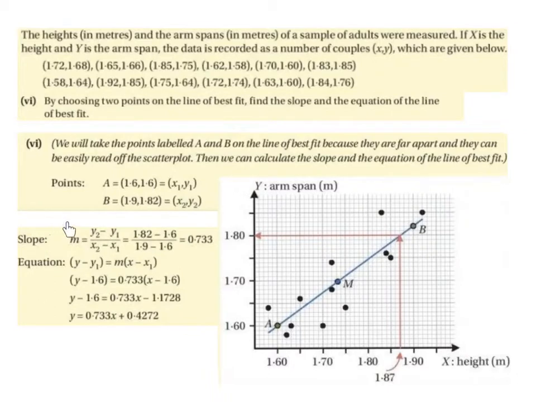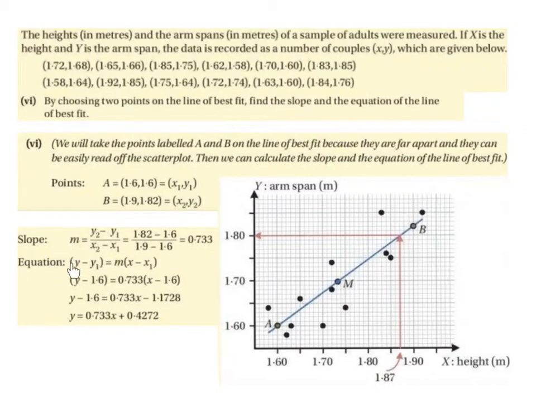So the slope, m, is equal to y2 minus y1 divided by x2 minus x1, which is going to be 1.82 minus 1.6 divided by 1.9 minus 1.6, which gives us 0.733.